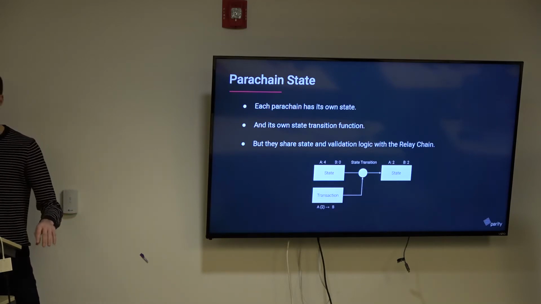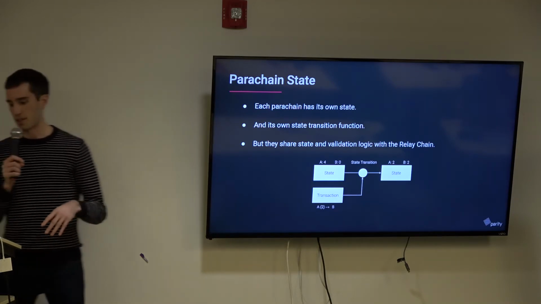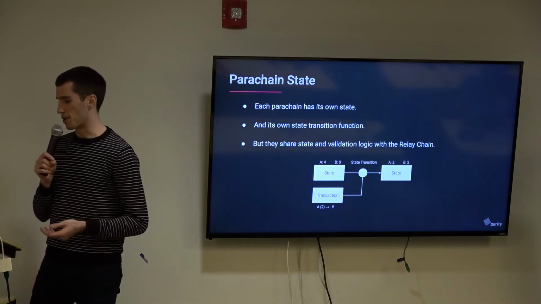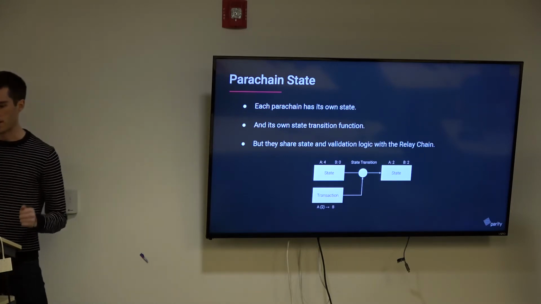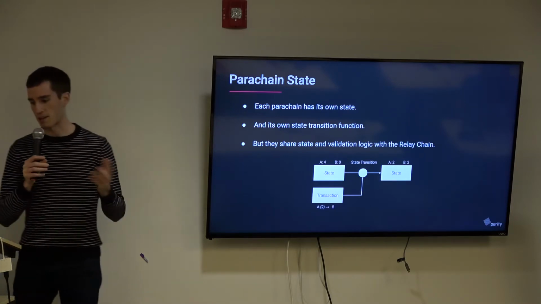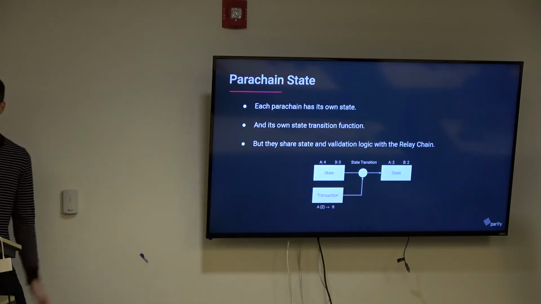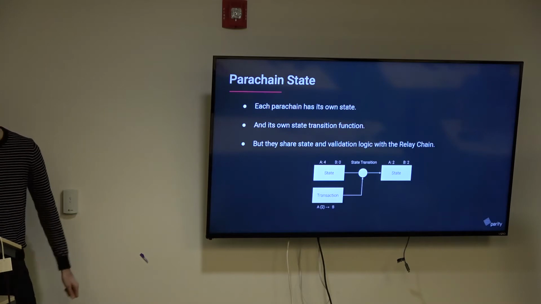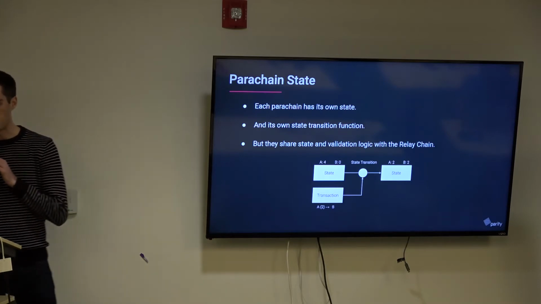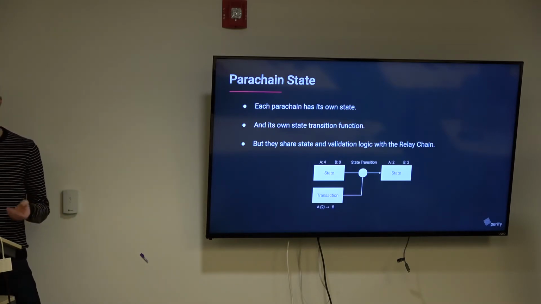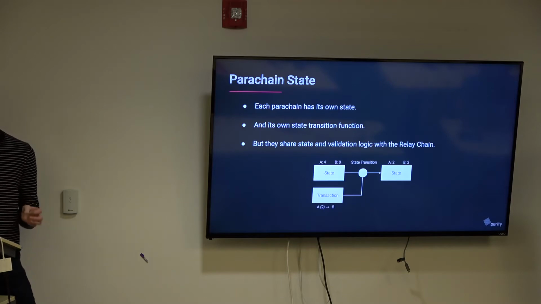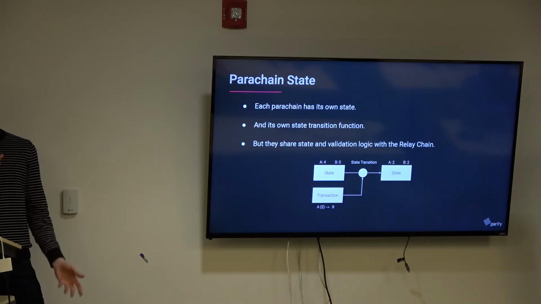Each one has its own state. So a really simple example: A equals 4, B equals 0, and then you have this block, which is a batch of state transitions, and one of them might be sending from A to B, and then you have a new state that says A is 2 and B is 2. The thing here is that they share state and validation logic with the relay chain. They're sharing this validation logic through this execute block function.